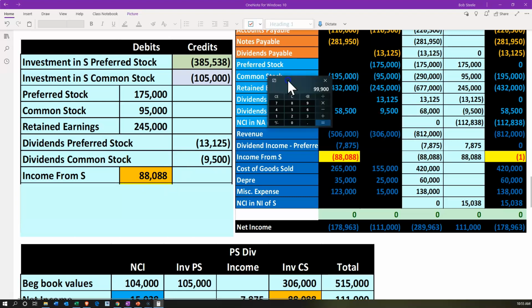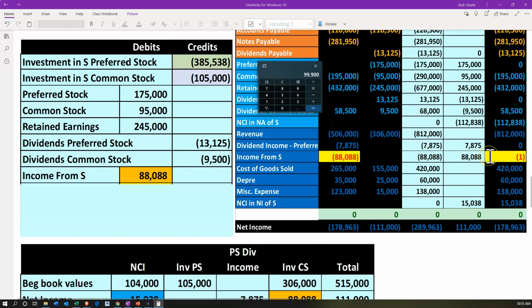That being posted out takes us down to about 0. There's a rounding error of 1, so hopefully that's okay. It doesn't bother anybody too badly. And then we have the dividend income on the preferred stock. So here's the dividend income on the preferred stock. We have that $7,875. That, of course, needs to be removed because all that income came from S. So we've got to remove that.